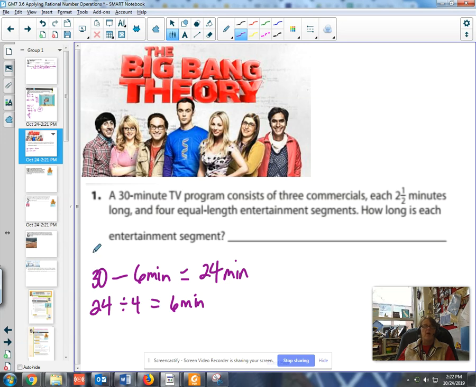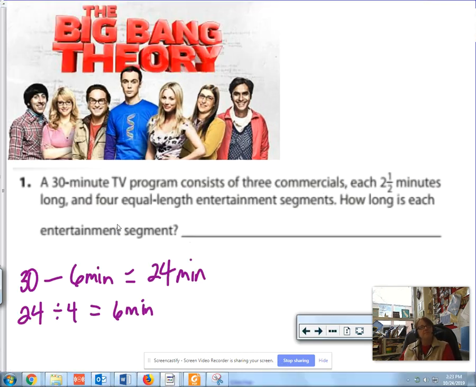It's going to be probably a little smaller than that, mainly because I rounded my commercials down. Maybe someone would round it up to 3 minutes and take 9 minutes out of there. It should leave you 21 and divide that by 4, and then you get 5 minutes something. But let's do this exactly now because you have the tools to do so, which is awesome.